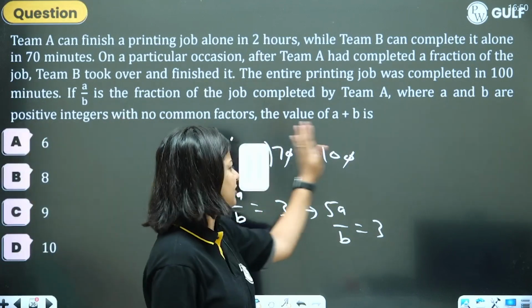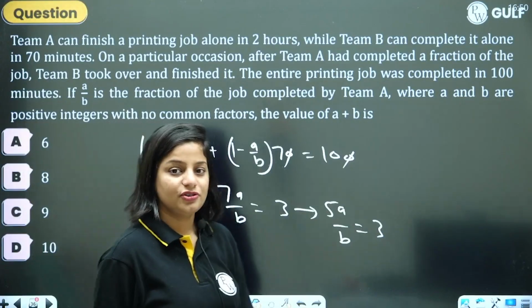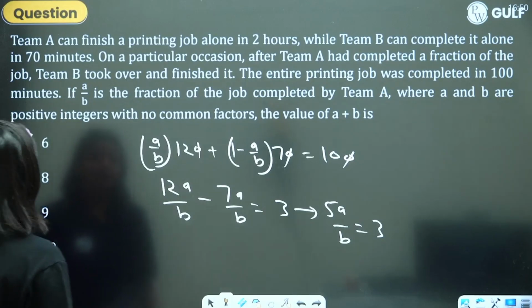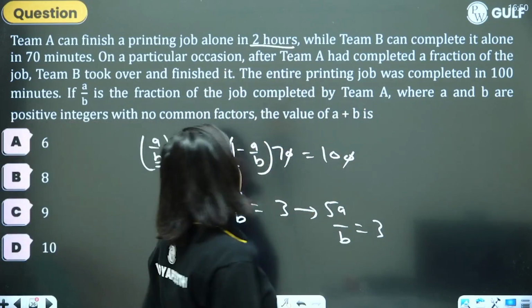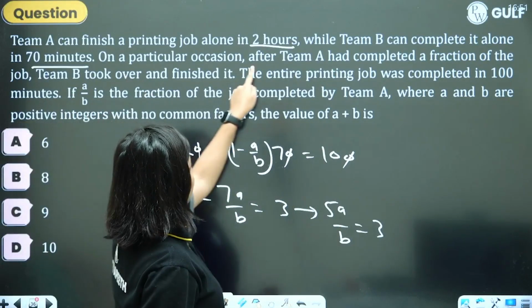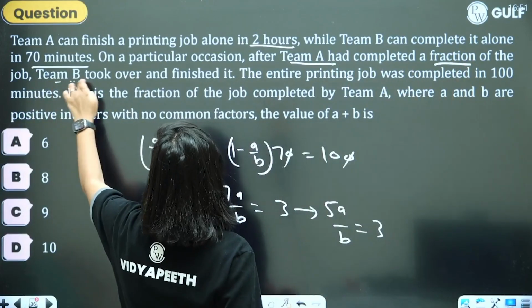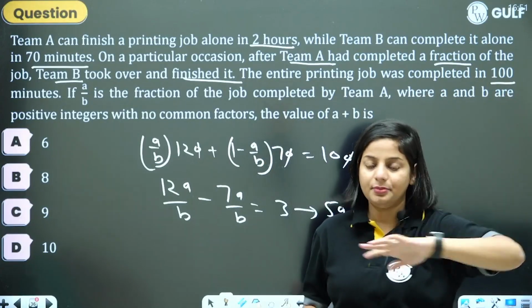Yeah, this question is already solved, so I'm just practicing. Team A can finish a printing job alone in 2 hours, whereas Team B can complete it alone in 70 minutes. On a particular occasion, after Team A had completed a fraction of the job, Team B took over and finished it. The entire printing job was completed in 100 minutes.